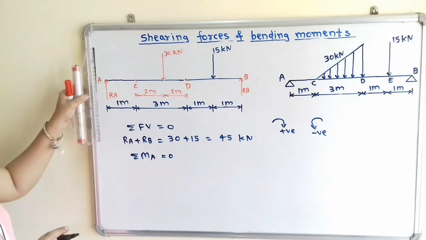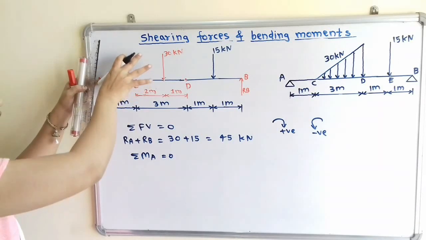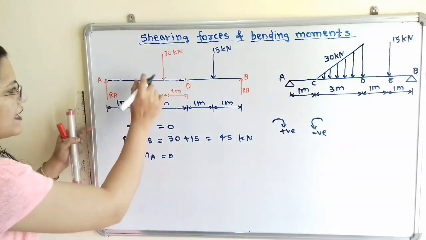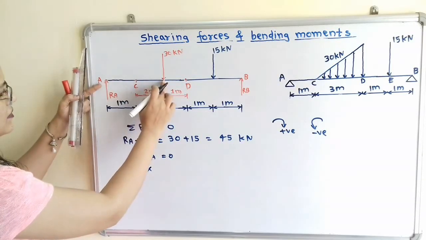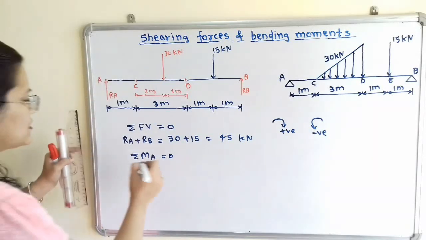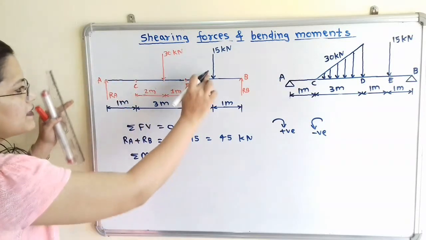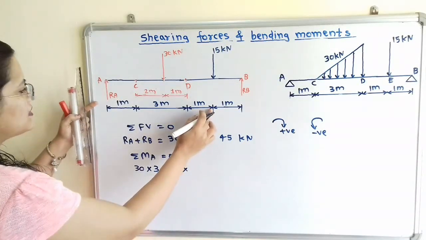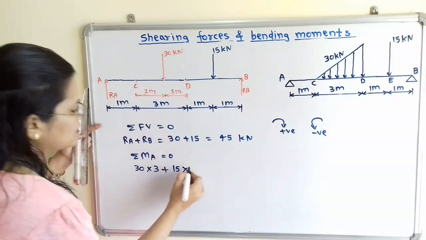Now we have to take the moment about A. So first is 30 kilonewton. If I move the compass about A in this 30 kilonewton, then it is in the clockwise direction. So we will take 30 multiplied by distance in between A and this 30. So it is 1 plus 2, that is 3. Then next 15. So if I move the compass about A in the direction of 15, then it is also in clockwise direction. So plus 15 multiplied by distance in between A and this 15 kilonewton. So 3 plus 1, that is 5.